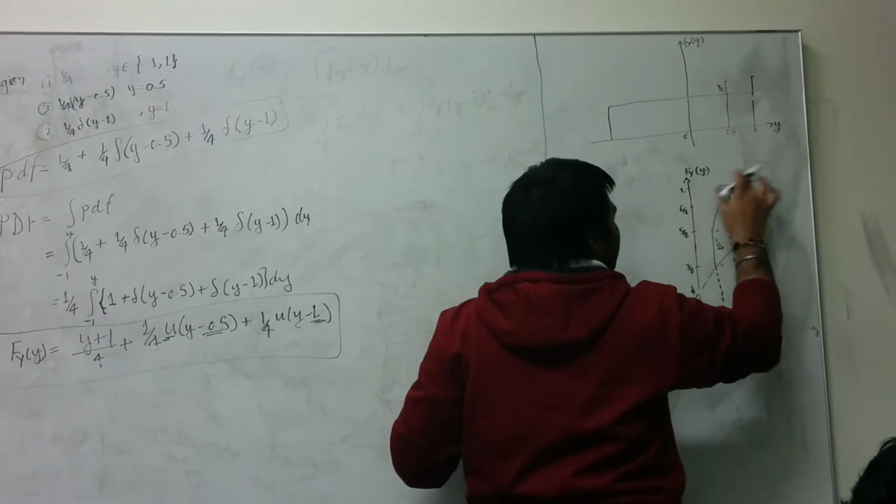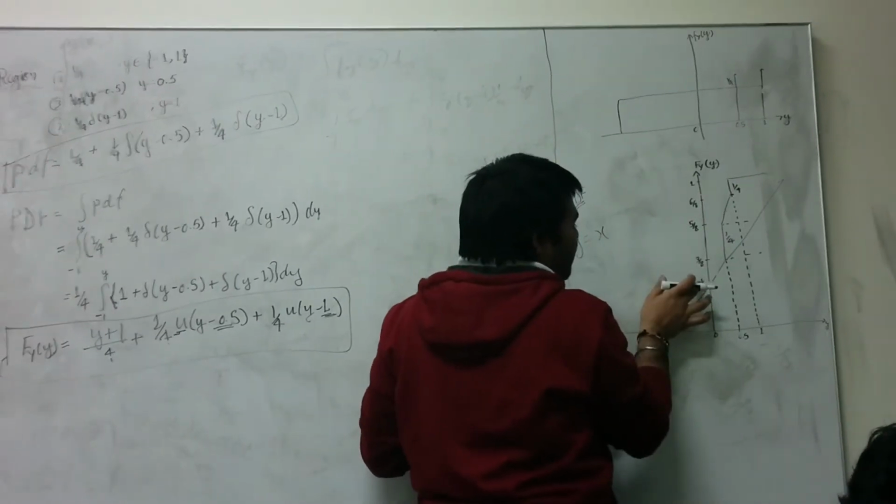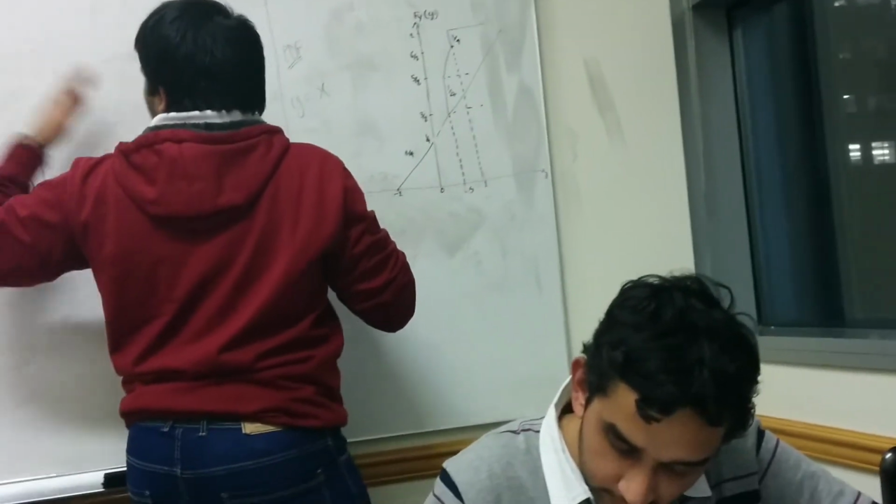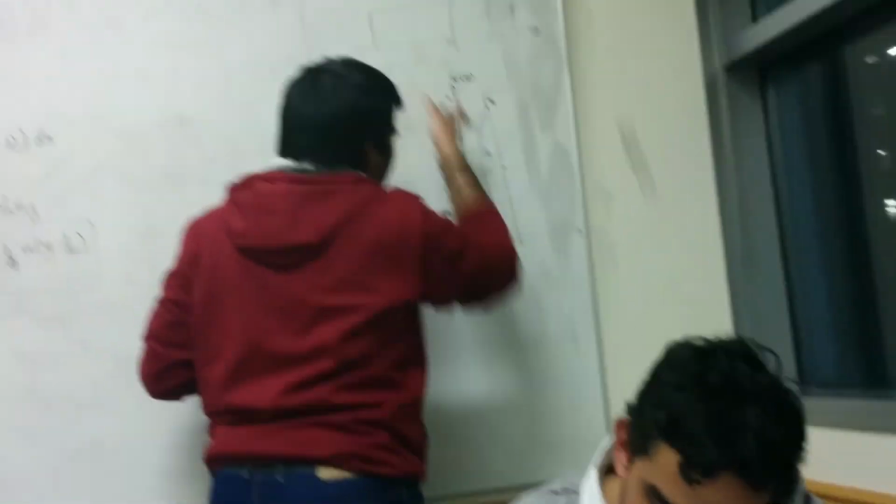So then it would reach 1, and all these values at 1/4, 3/8, 5/8, 6/8, we can get by adding the individual small PDFs. We will get these values.